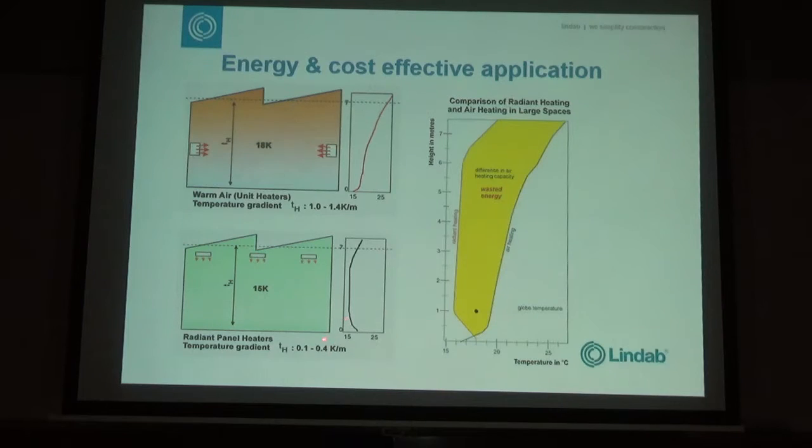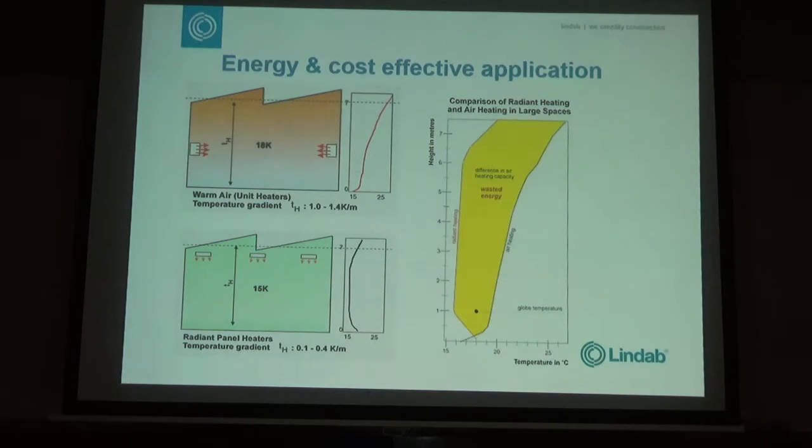And the temperature gradient on that is 0.1 to 0.4, so 0.7 degrees to 2.8 degrees. And then on the right hand side, if you put those two profiles on top of one another, all that bit in the middle is what your customer, or our customers, are paying for, which really could be saved by using a radiant heating system. So it's a really, really efficient energy system at the moment.